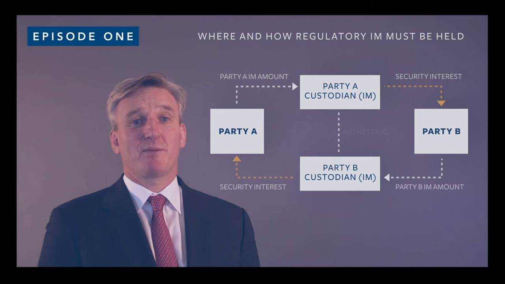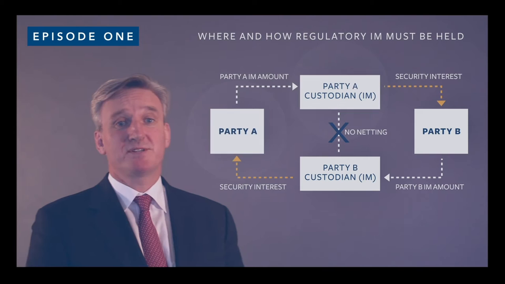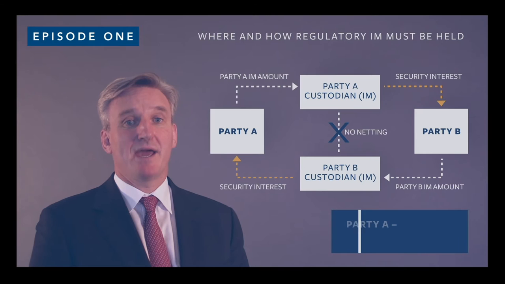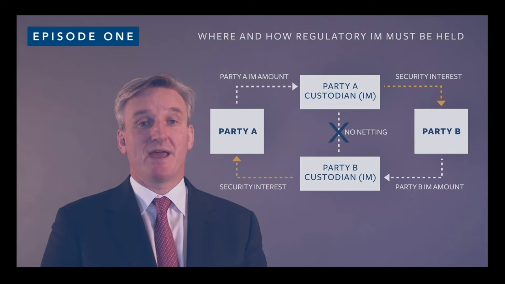from episode 1. Up on the diagram here is an illustration of how IM is held. This diagram will apply for each pairing between counterparty groups. We have two counterparties. Looking here at the top part of the diagram, party A posts its IM amount to a secured account with its custodian. Party A is called the pledgor or chargor. A security interest or pledge over the IM and account with the custodian is granted to party B. Party B is the secured party.